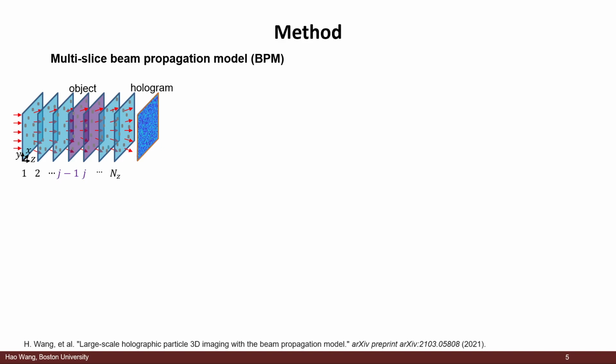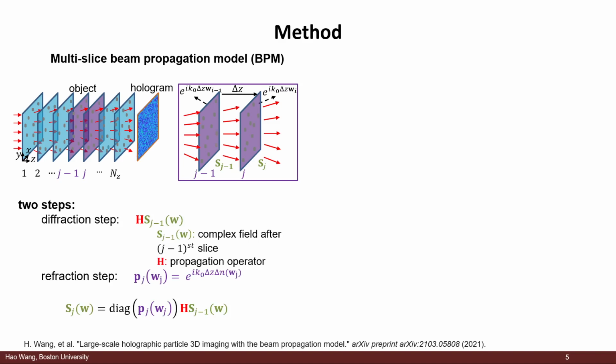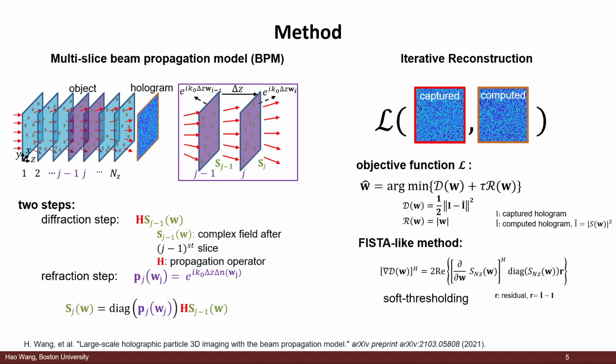First, we use the beam propagation method to simulate the multiple scattering. The beam propagation method approximates the 3D object as a series of thin slices along the optical axis, each modeled as a 2D phase mask separated equally by a uniform medium with distance delta z. The field is then computed by a sequence of diffraction and refraction operations. The objective function is then used to measure the differences between the computed hologram and the captured hologram. Then, a FISTA-like algorithm is used to reconstruct the particles.